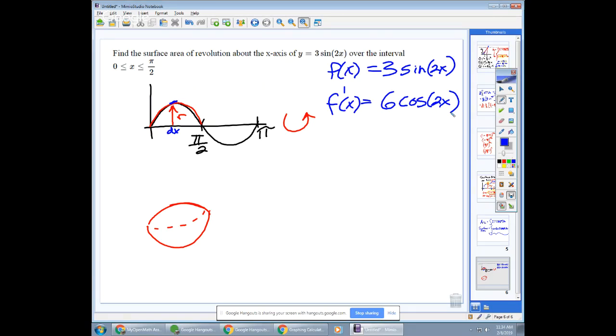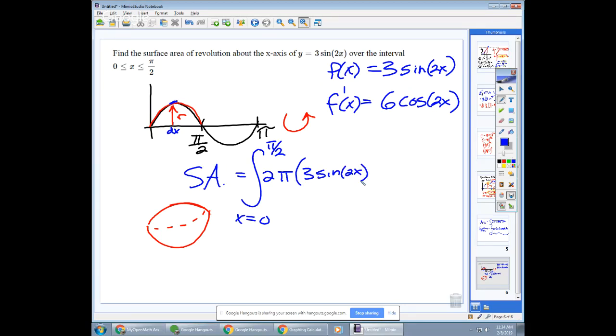And I'm just going to write this sucker out. So our surface area, we call it SA, is going to be the integral as x goes from 0 to pi over 2 of 2 pi times my function, 3 sine of 2x.